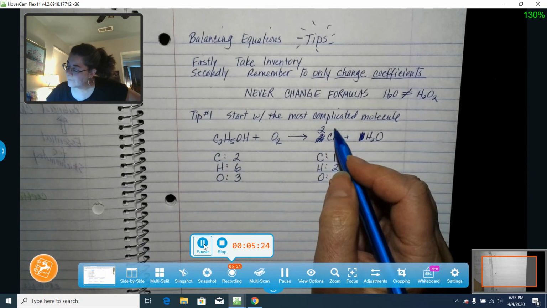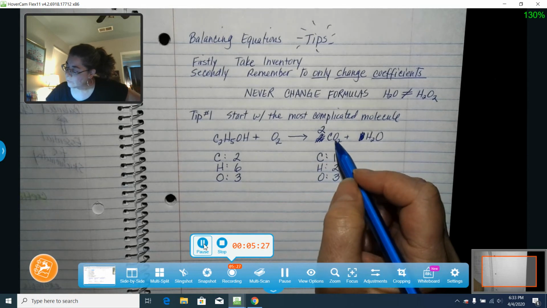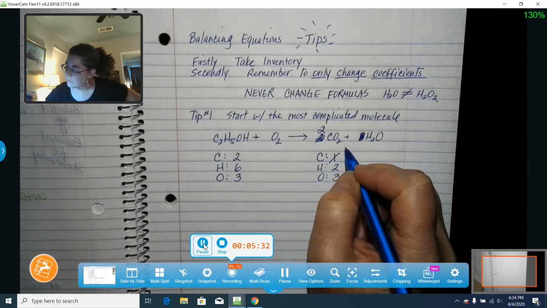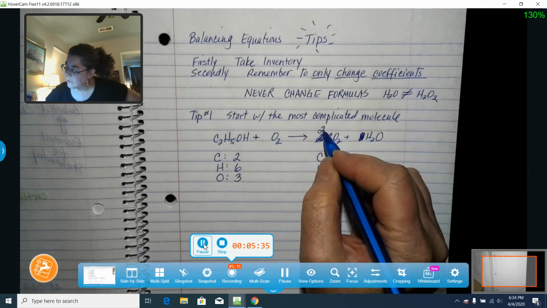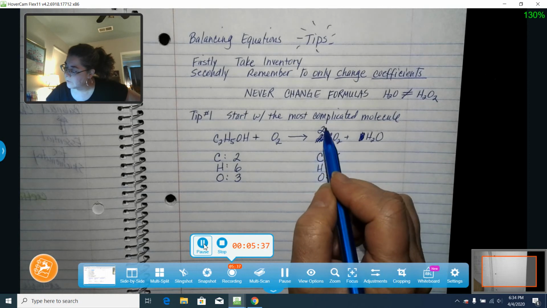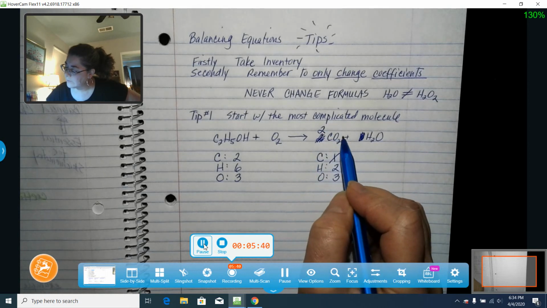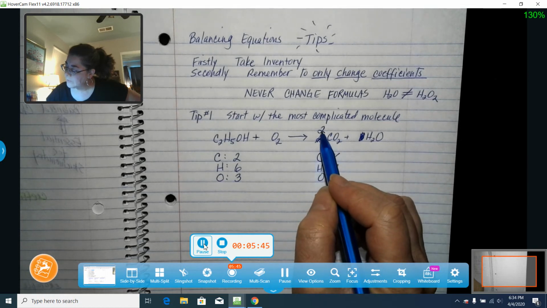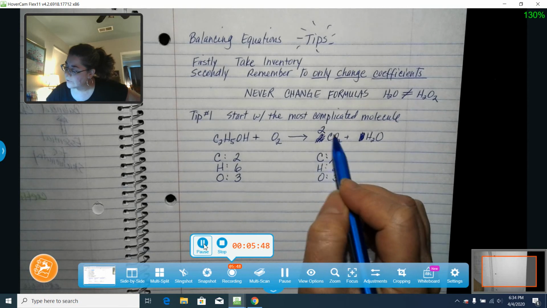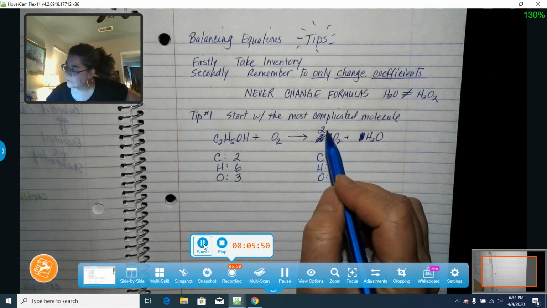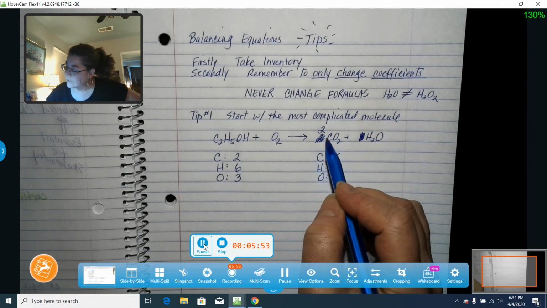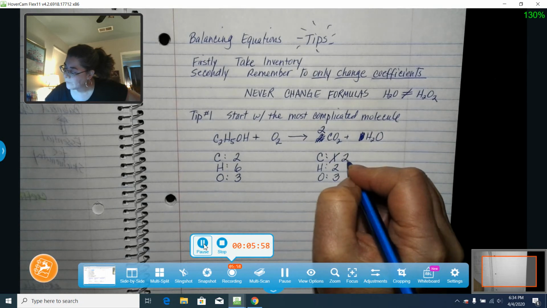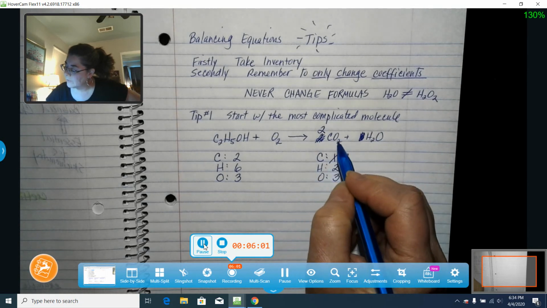Okay, now that's going to change my tally. So what I do is I don't add on to this. What I do is I cross it out. I start all over when I count, when I take inventory again. So now I have 2 carbons, because remember the coefficient multiplies everything of the formula that comes after it. It does not pertain to any of the other formulas, just the formula that the coefficient is in front of. So this is saying I have 2 of these particles, which means I'm going to have 2 carbons, but it also means I'm going to change my number of oxygens.